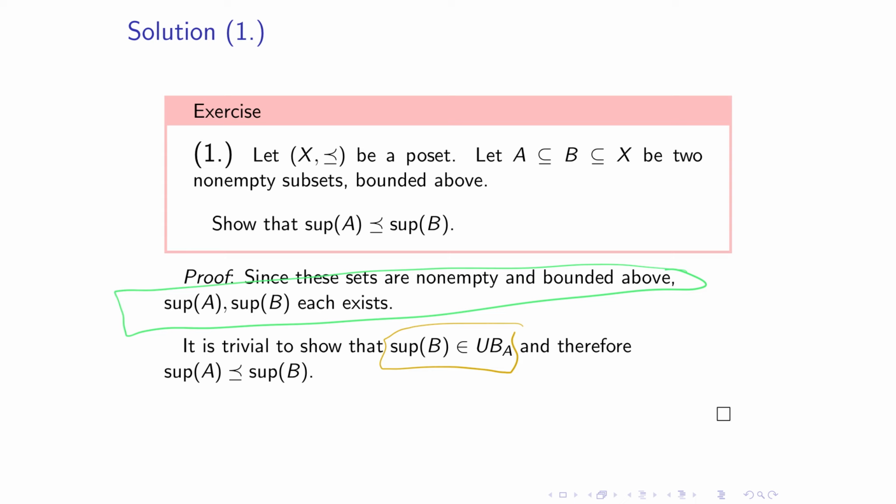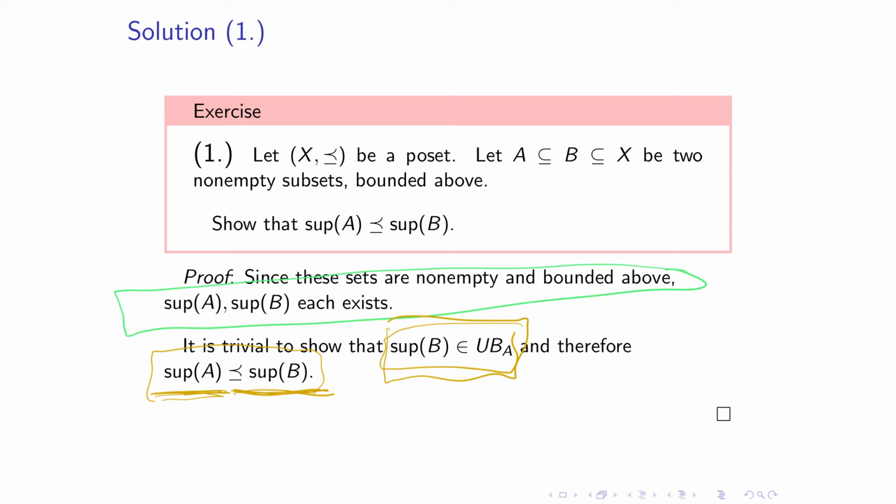Because if we can show that it is an upper bound, then it must follow that it precedes the least upper bound. Remember, sup A, pretty much by definition, is the least upper bound. So if we show that sup B is one of the upper bounds, then we must have sup A precede sup B. So all we have to do is show that sup B is an upper bound on the set A. Okay, but that's really trivial, right?